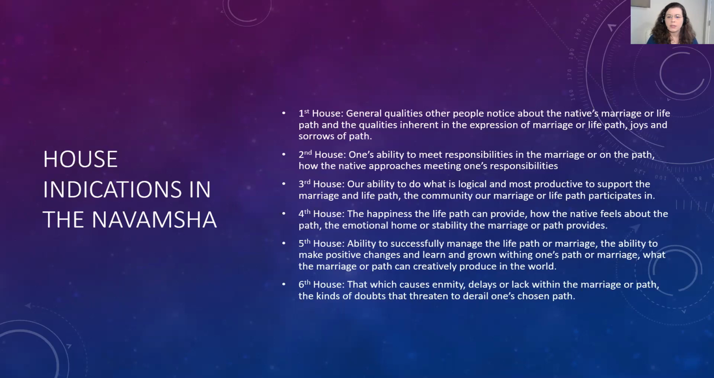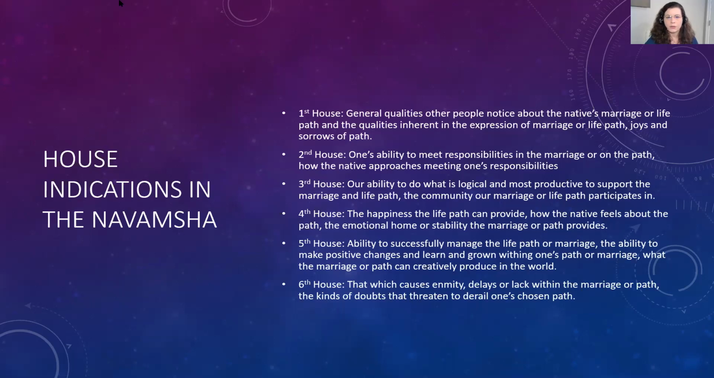The third house is our ability to do what is logical and most productive to support the marriage and or the life path, the community our marriage or life path participates in. The fourth house is the happiness the life path can provide, how the native feels about the path, the emotional home or stability the marriage or path provides. The fifth house is our ability to successfully manage the life path or the marriage, the ability to make positive changes and learn and grow within one's path or marriage, what the marriage or path can creatively produce in the world.